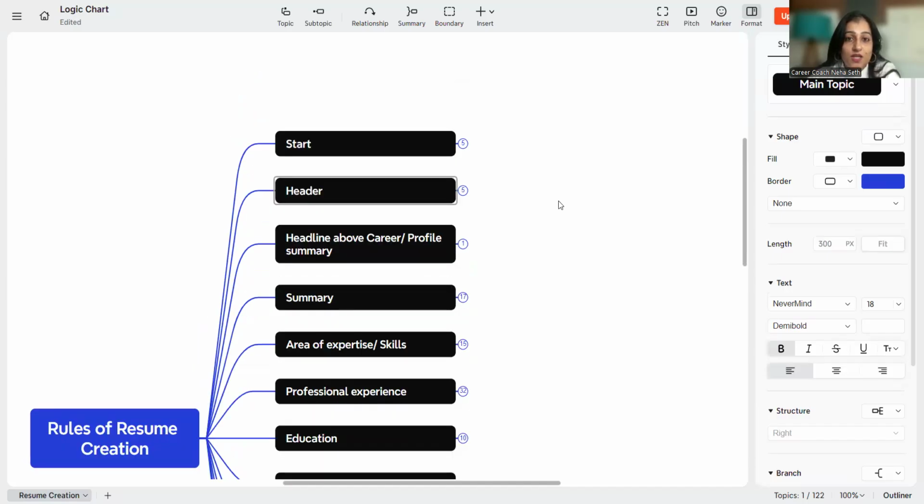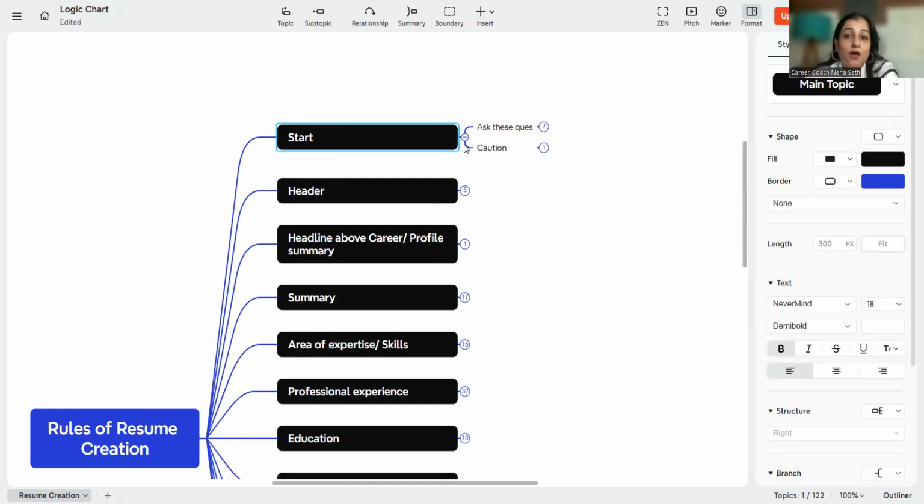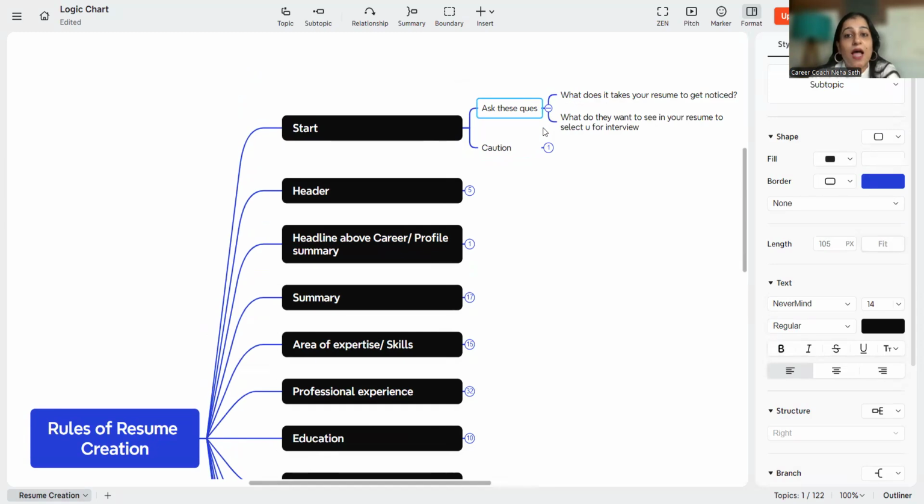Let me directly jump into the mind map, and here it is. The first thing we are going to learn is the rules of resume creation. I always say it's very important for all of you to learn this art of how to make a resume. So the first thing is to start by asking these questions before even thinking about drafting or framing any sentence in your resume. The two important questions are: what does it take for your resume to get noticed?